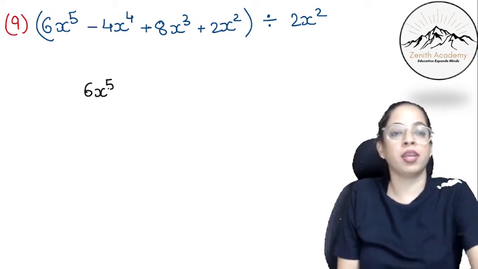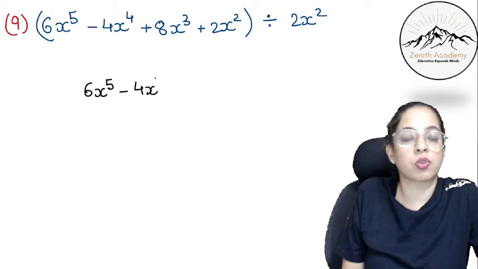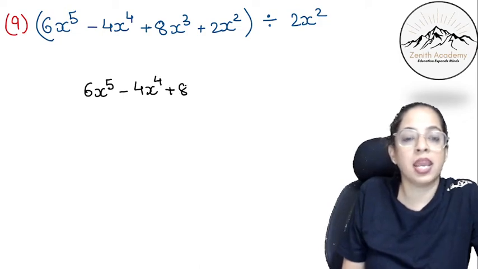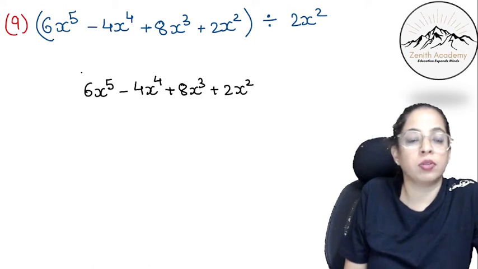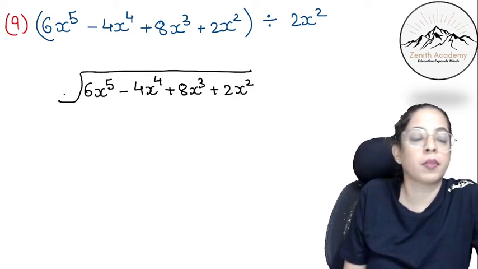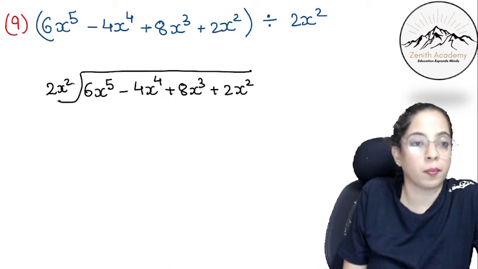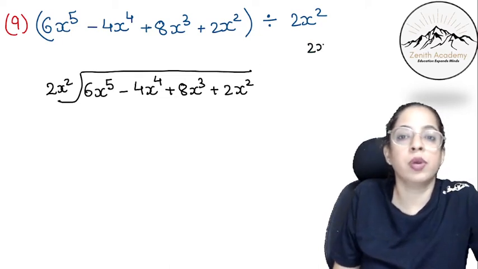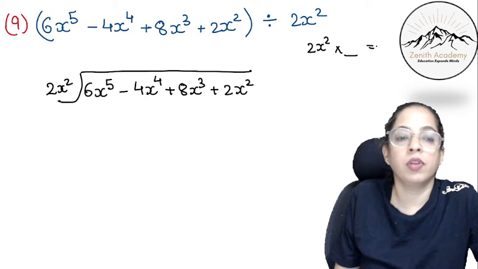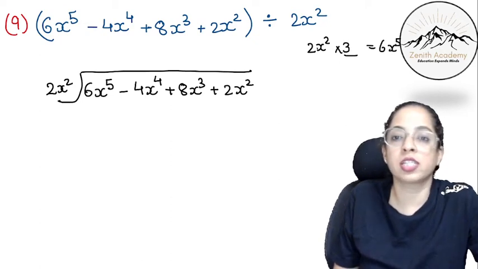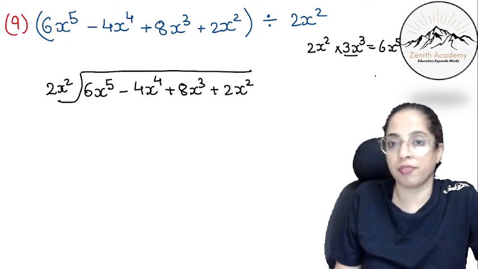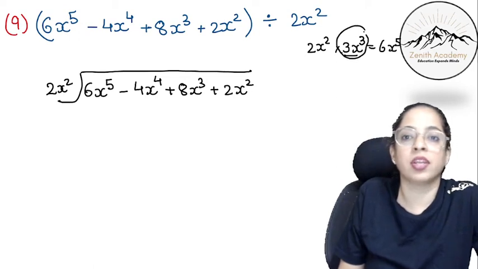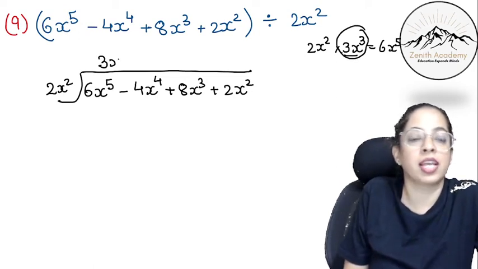6x raised to power 5 minus 4x raised to power 4 plus 8x cube plus 2x square. Now this has to be divided by 2x square, right? So see here, 2x square into what will give you 6x raised to power 5? So 2 into 3 will give you 6. X square into x cube will give you x raised to power 5. So here I will get 3x cube. I am writing 3x cube here.